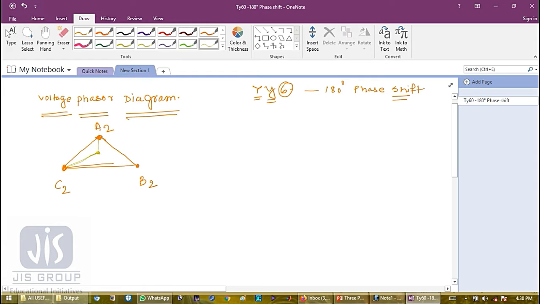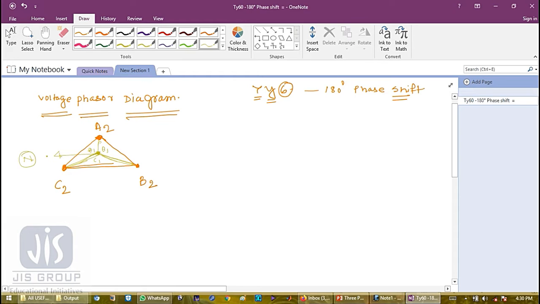So this is my primary phasor of star connection. This is A1, B1 and C1 from the neutral point. So this is my neutral point.